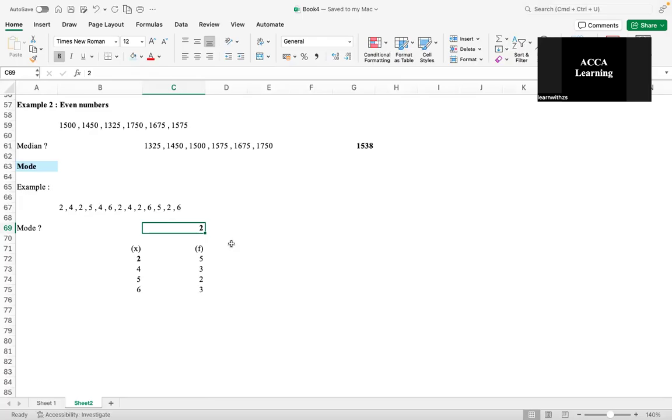But there are also several types of modes like unimodal, bimodal, and multimodal. But you don't have that in your syllabus as of now. So this is about it.